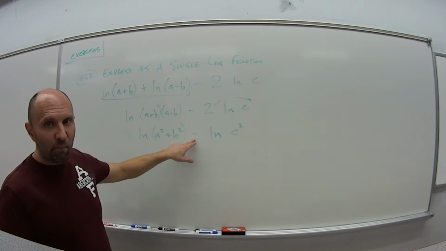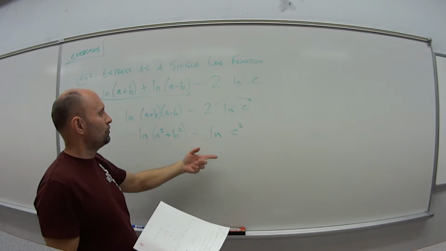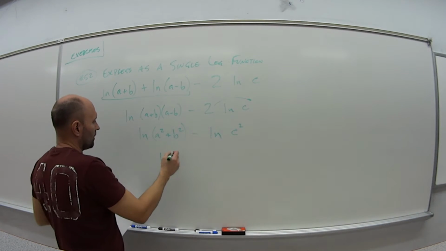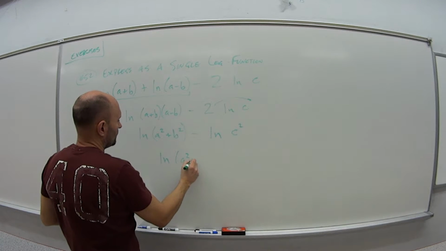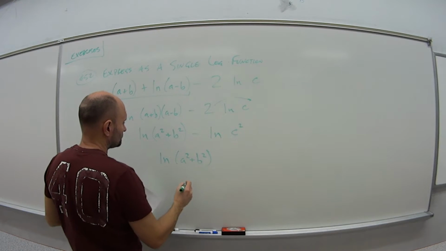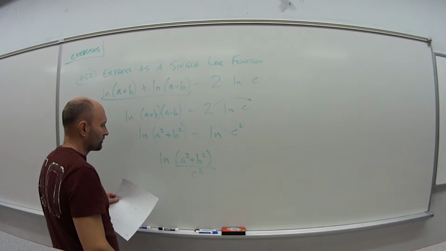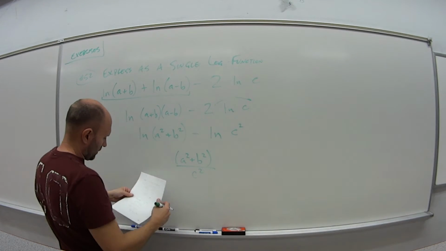And now because I have minus, this is law of logs number 2, where I can divide both of these pieces. So this is what? Natural log of a squared minus b squared, all over this guy here, c squared. It's actually the natural log of this whole thing.